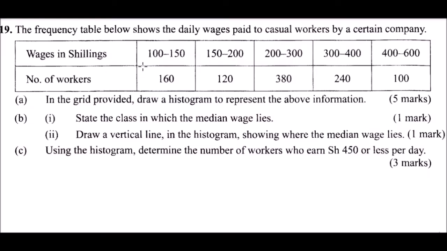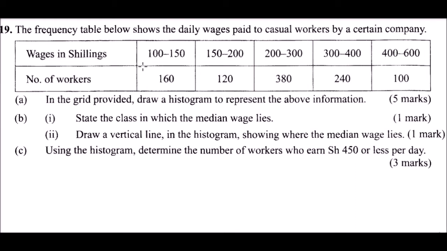Question number 19, and we are told the frequency table below shows the daily wages paid to casual workers by a certain company. So we have wages in shillings from 100 to 150, 150 to 200, 200 to 300, 300 to 400, 400 to 600. So the first thing that we should note here is that the interval is not the same.